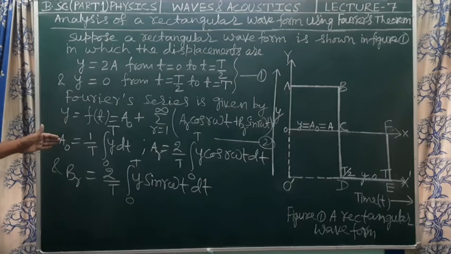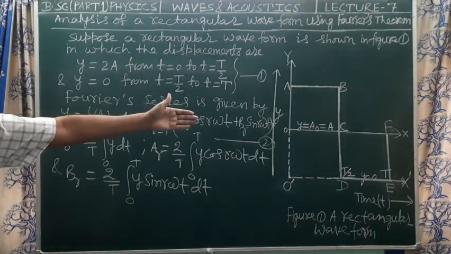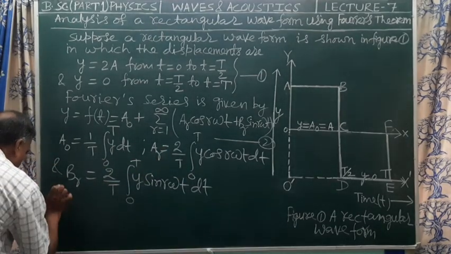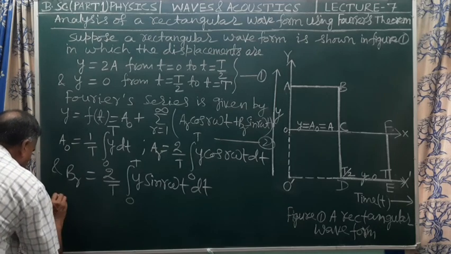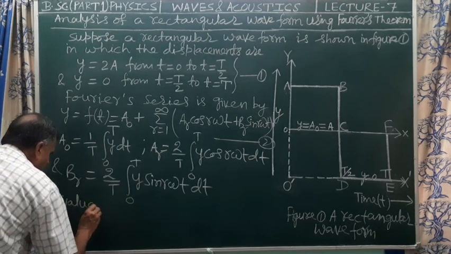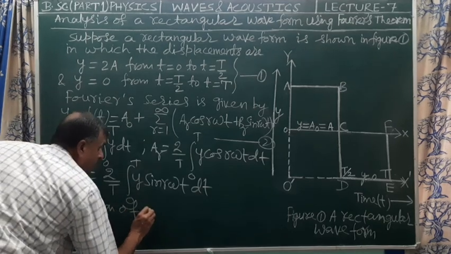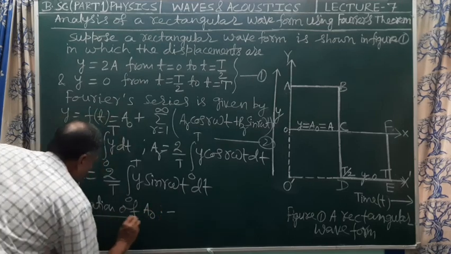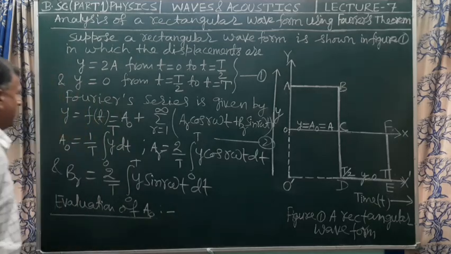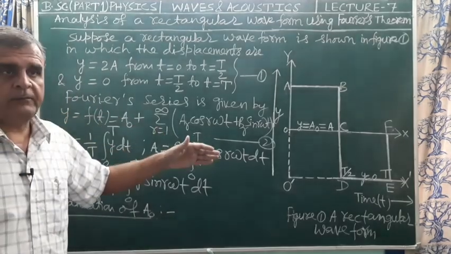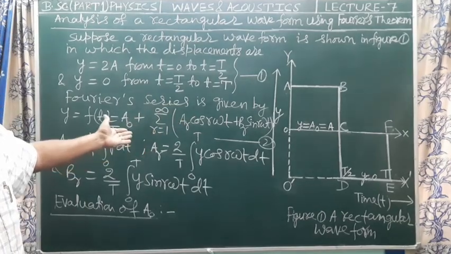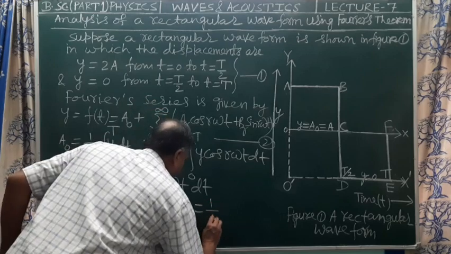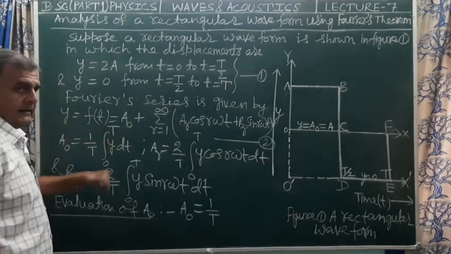Now evaluate A0 for the given rectangular waveform, which is shown in figure number 1. So first of all, evaluation of A0. A0 is given by, which we have already evaluated in the previous video, A0 equals 1 by capital T integral 0 to T y dt.